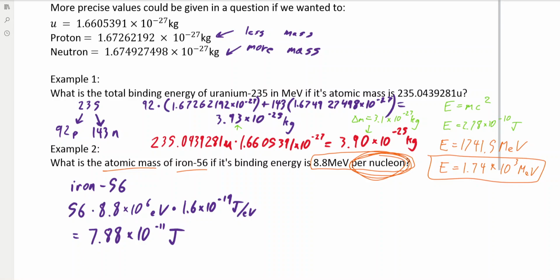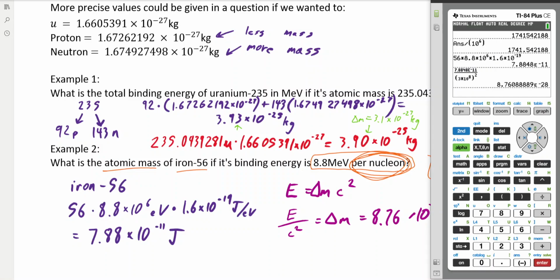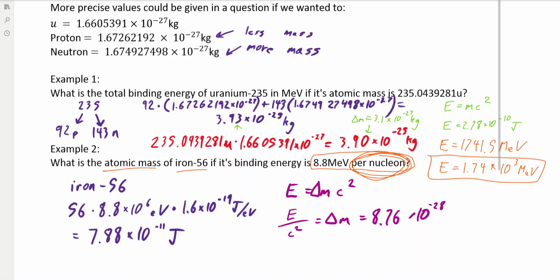So now we're working backwards. So this is the total energy, so this is our E value, and we're looking for the delta M. Oh, this is going to be annoying. We're looking for the delta M, and then we have to work our way backwards to get the actual atomic mass. So it's going to be E over C squared equals delta M. So let's just plug this into our calculator. So negative 28, yep. Okay, so this is our mass defect.